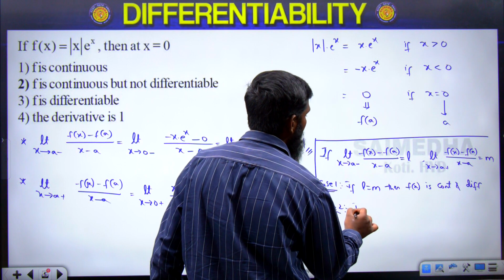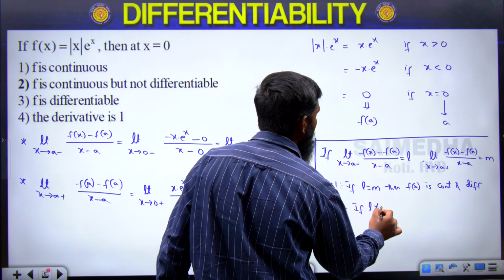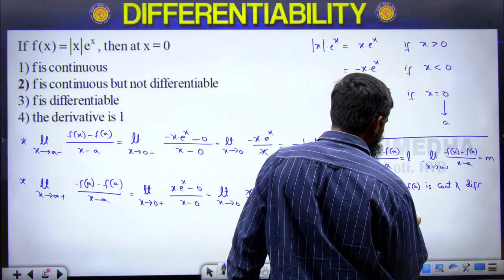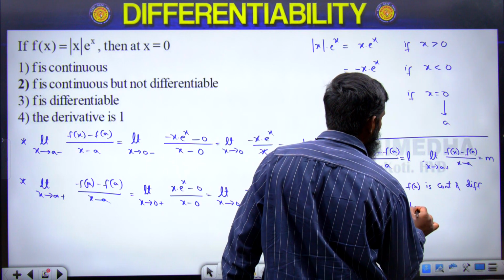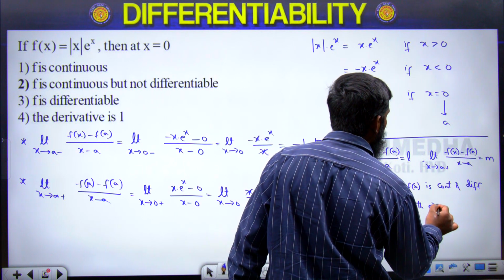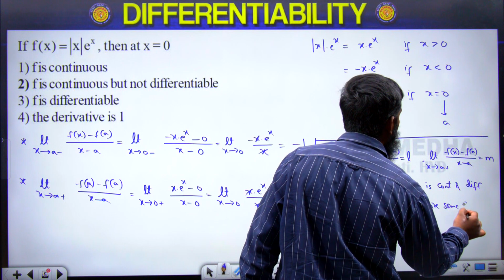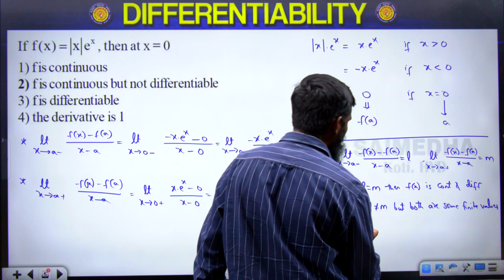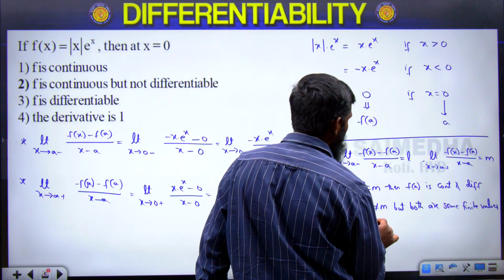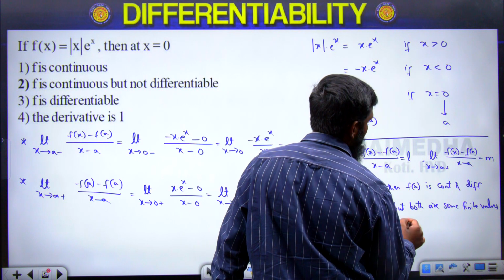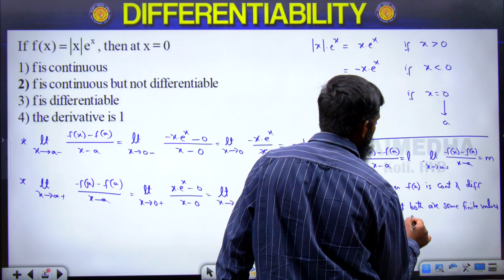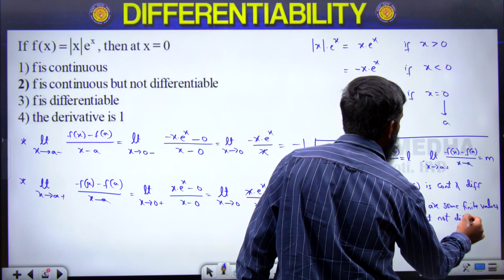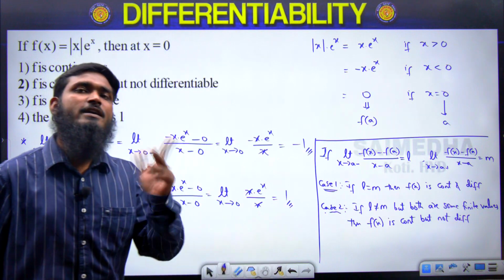What we are having? Case number 2. If the L value is not equal to the m value, if L and m are not equal but both are some finite values, then what can we say? Then f of x is continuous but not differentiable. f of x will be continuous but it will not be differentiable.